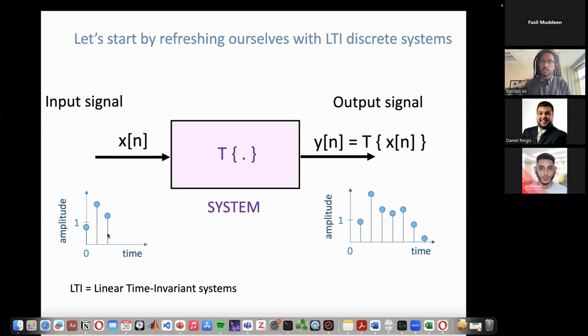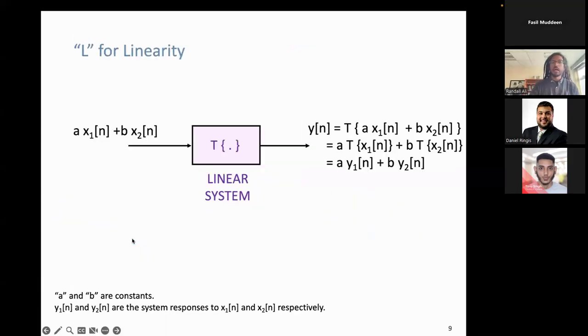But there are particular types of systems which we call LTI systems. And what does that actually mean? So the first word in that LTI is linear. So L for linear. And so what does that actually mean? Mathematically, here's what it looks like on the slides here. So let's say I have two inputs, x1 and x2, and each of them are scaled by some gain a and b. And I add those together and I send them through a linear system.